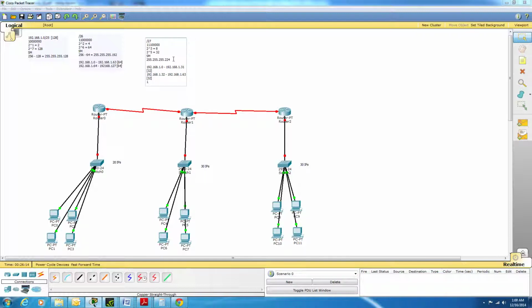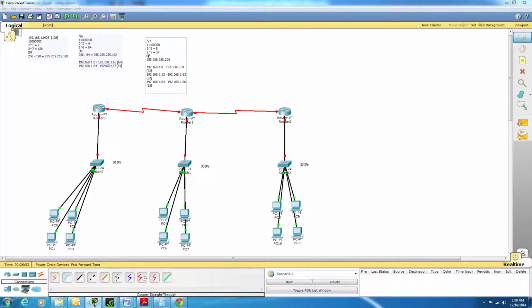The third would go 192.168.1.64, and that will go to 192.168.1.95. You add 32 to that, so the next one would be 96. And that would be another block of 32 IP addresses.